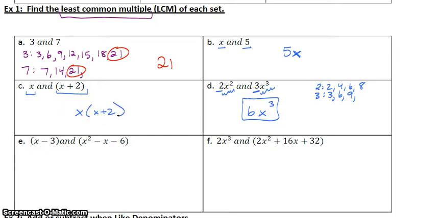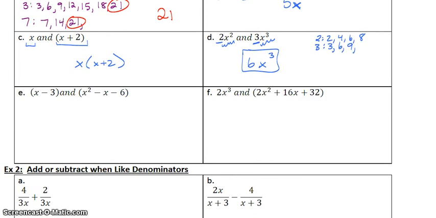numbers together. Looking at E and F, I can't really figure out what the factors of this are because it's a trinomial. So what I'm going to do is I'm going to factor it first, and then I'll find my least common multiple. All right, I want two things that multiply to be -6 but add to be -1. So think, what two things multiply to be -6 but add to be -1? All right, I'm thinking -3 and 2.